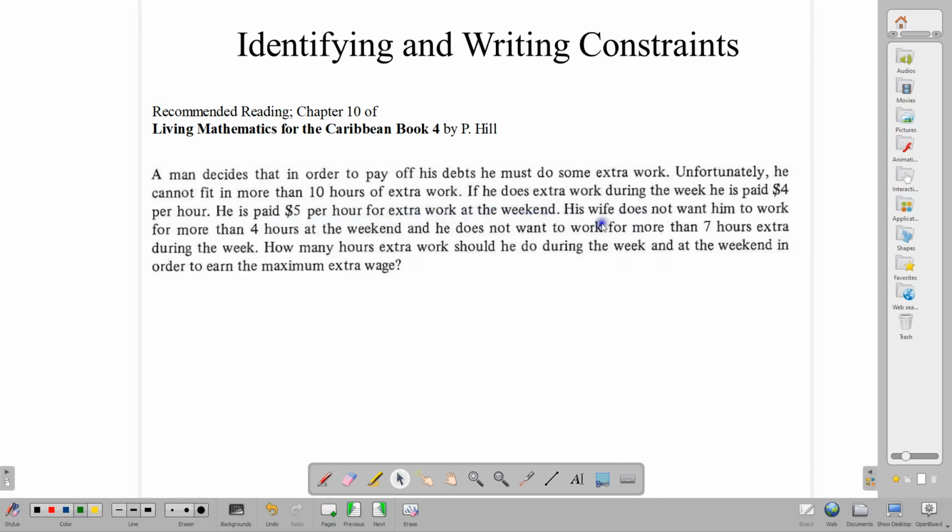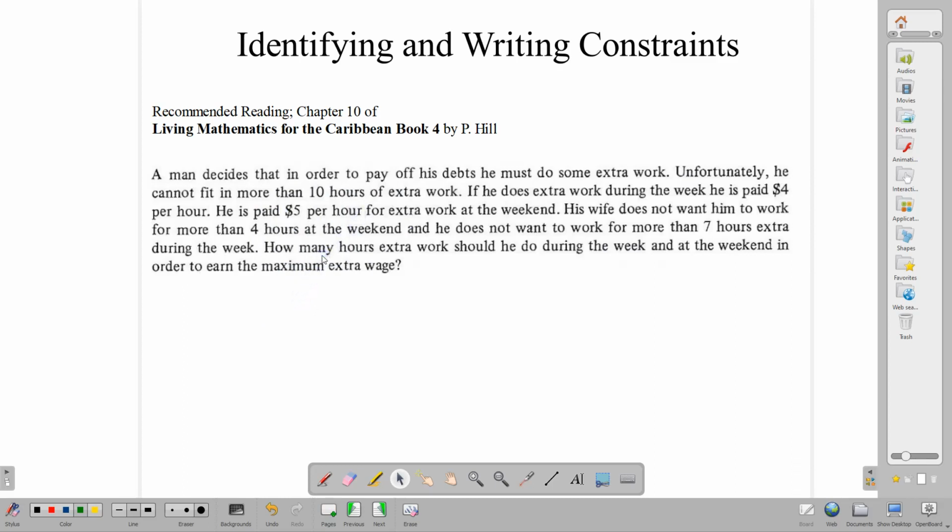His wife does not want him to work for more than 4 hours on the weekend. And he doesn't want to work for more than 7 extra hours during the week. So how many hours of extra work should he do during the week and on the weekend to get the maximum wage? And this is our typical question. When CXC gives you those questions, they tend to break it up into pieces, but this is a typical question. Sometimes they are long, it's a lot of reading, but once you get used to them, you realize that they are very, very practical and very, very applicable.